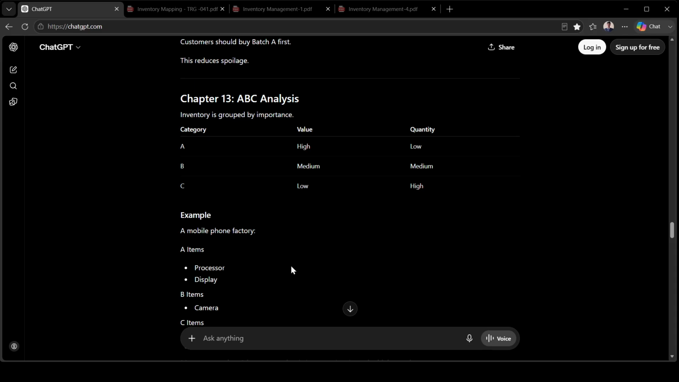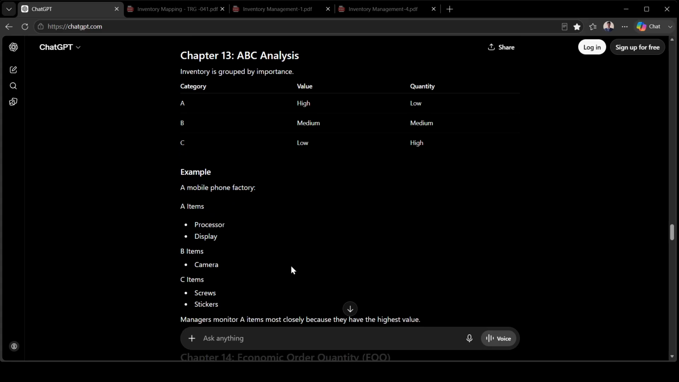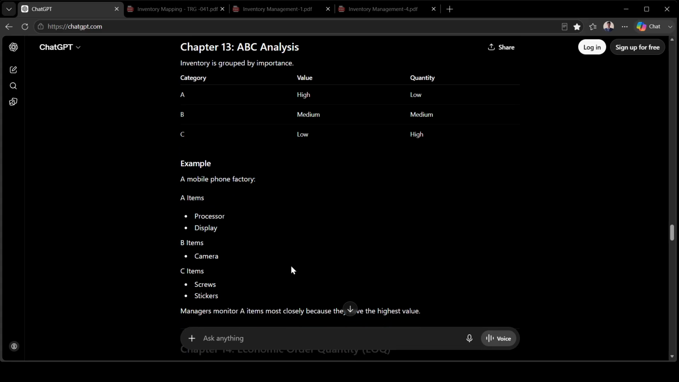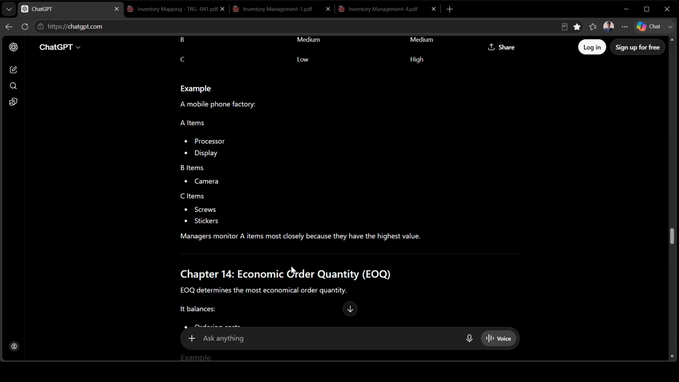In chapter 13, ABC analysis. Inventory is grouped by importance, by category value or quantity. A is high value, low quantity. B is medium. C is low value, high quantity. Example, in a mobile phone factory, A item is the processor and display, B item is the camera, and C item is screws and stickers. The manager monitors A items most closely because of their highest value.